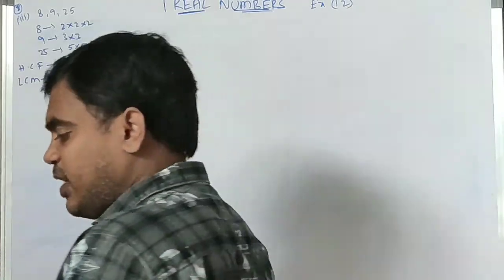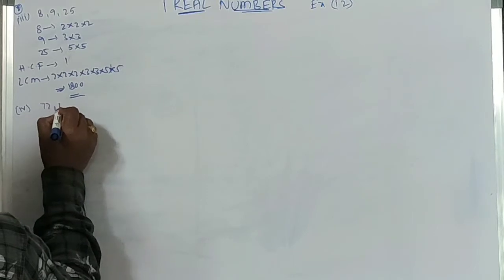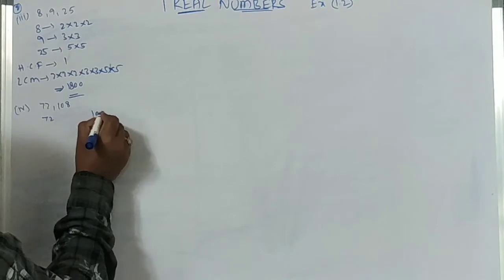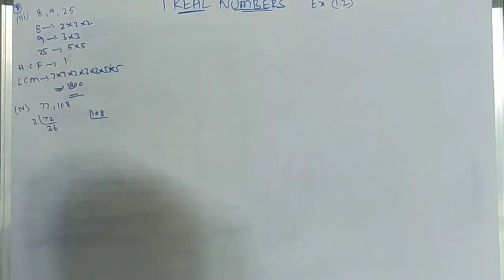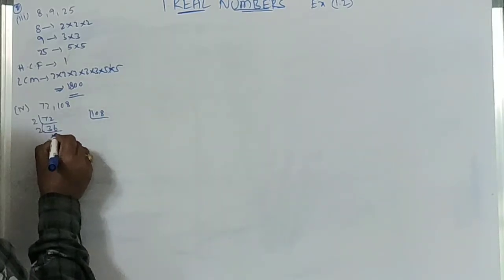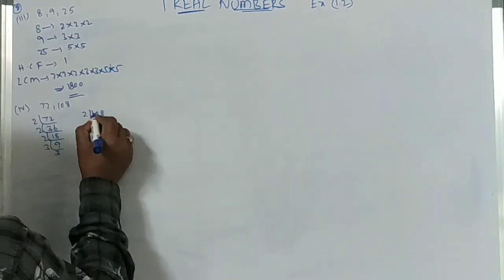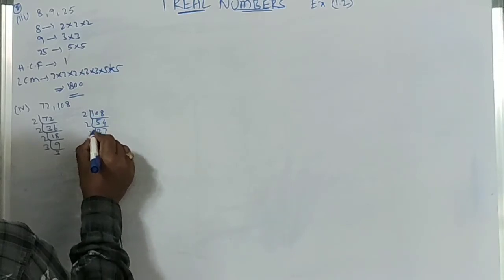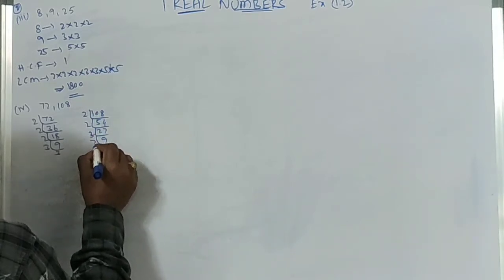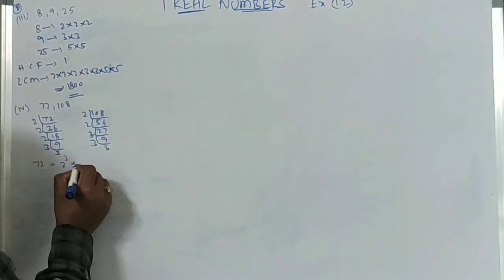Next, the fourth: 72 and 108. I write 72 here and 108 here. 72 is 2 into 36, 2 into 18, 2 into 9, 3 into 3. And 108 is 2 into 54, 2 into 27, 3 into 9, 3 into 3. So 72 equals 2 power 3 into 3 power 2.